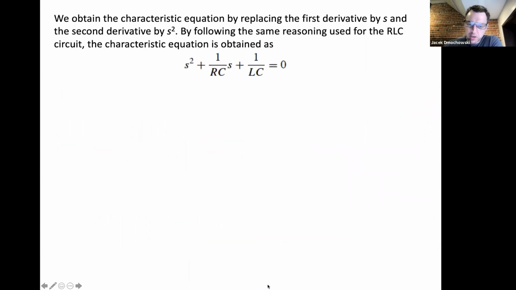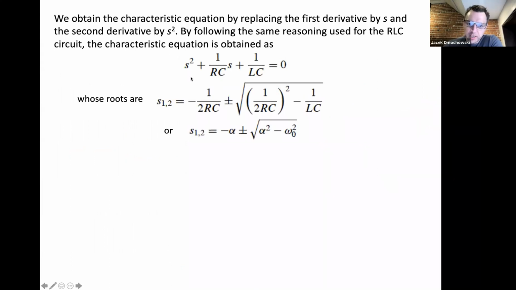And as before, we have a characteristic polynomial. The only difference now is that alpha is not R over 2L, it's 1 over 2RC, because this is a parallel RLC circuit. So the value of alpha is, you have to kind of memorize this, unfortunately, 1 over 2RC. The value of omega is the same, 1 over the square root of LC.